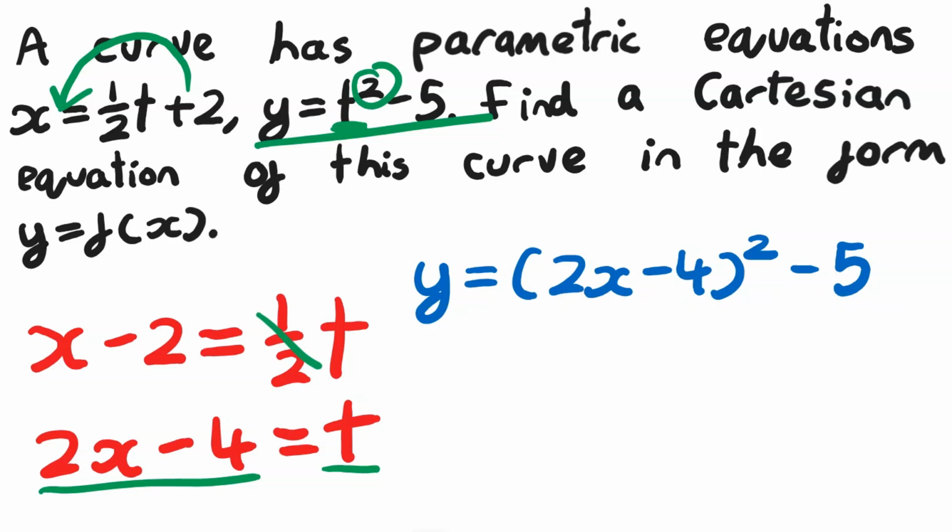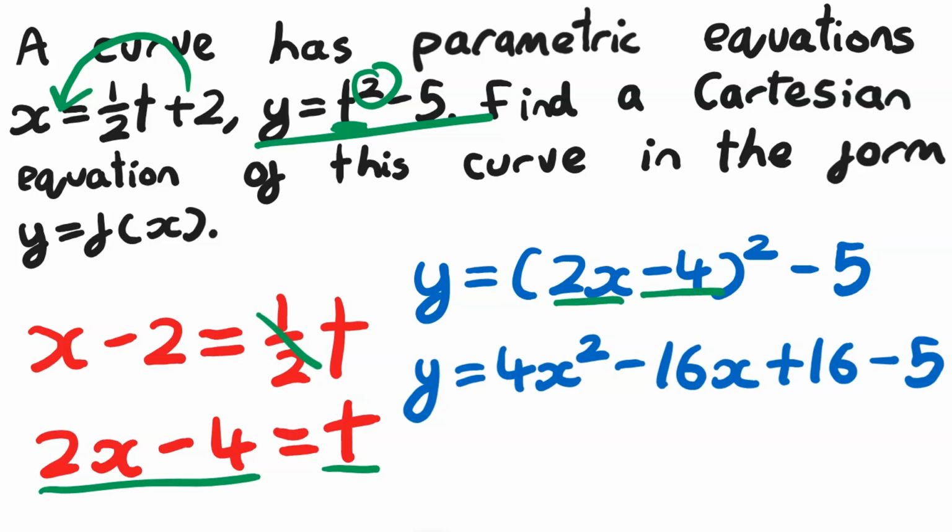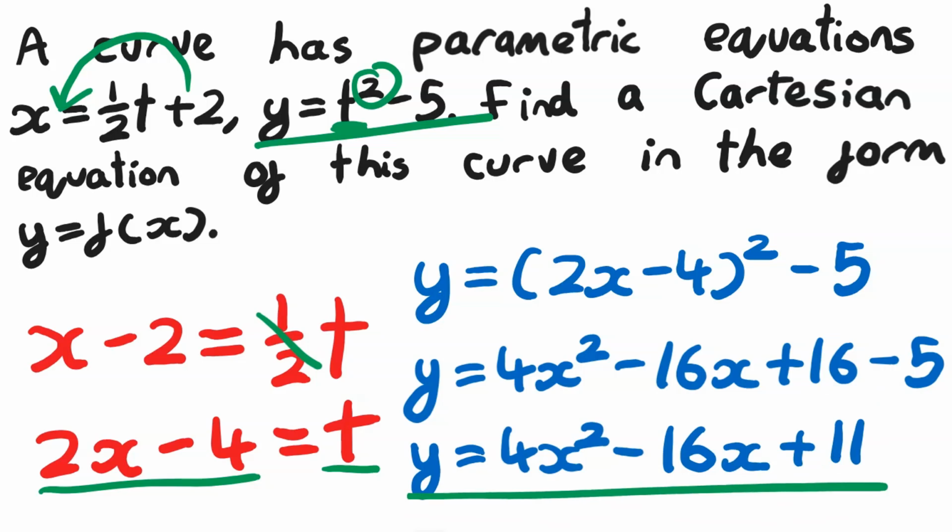Now, you could go further than this. You're allowed to leave it in this form because this is in the form y is equal to f of x. You could go further and expand this bracket. We have this squared, so it's 2x times 2x, which is 4x squared, and then 2x times minus 4, which is minus 8x, but this is going to be twice, so it's minus 16x, and then minus 4 times minus 4, which is plus 16, and then we have this minus 5 on the end, and 16 minus 5 is 11. So if you wanted it in quadratic equation format, it's this down here in the form y is equal to f of x.